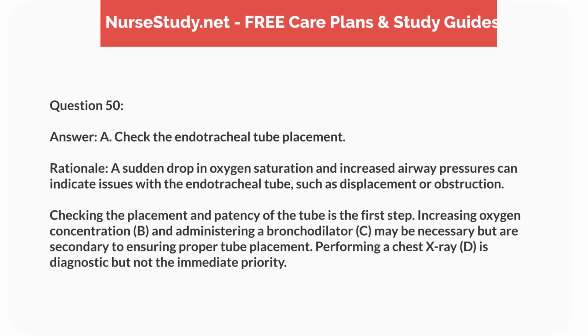Rationale: a sudden drop in oxygen saturation and increased airway pressures can indicate issues with the endotracheal tube, such as displacement or obstruction. Checking the placement and patency of the tube is the first step. Increasing oxygen concentration, B, and administering a bronchodilator, C, may be necessary but are secondary to ensuring proper tube placement. Performing a chest X-ray, D, is diagnostic but not the immediate priority.